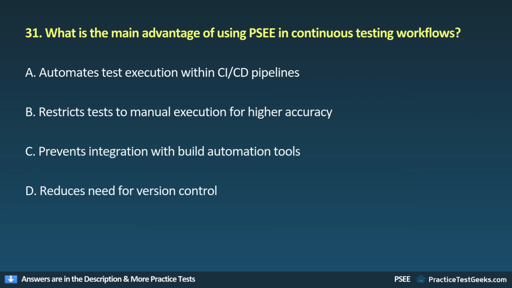31. What's the main advantage of using PSEE in continuous testing workflows? A. Automates test execution within CI/CD pipelines. B. Restricts tests to manual execution for higher accuracy. C. Prevents integration with build automation tools. D. Reduces need for version control.